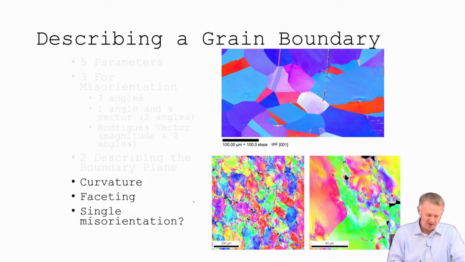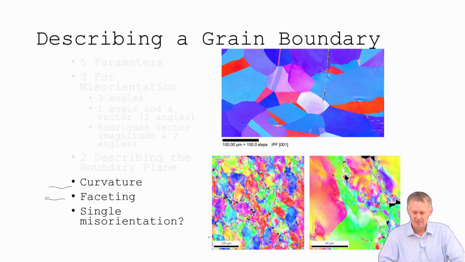Now, what if we have these types of things? Curvature, faceting, a specific type of misorientation that will occur. Those are things that I haven't included in any of my functions. I could include how the boundaries are connected, percolation, connectedness of the boundaries. A lot of things here aren't included specifically in that.